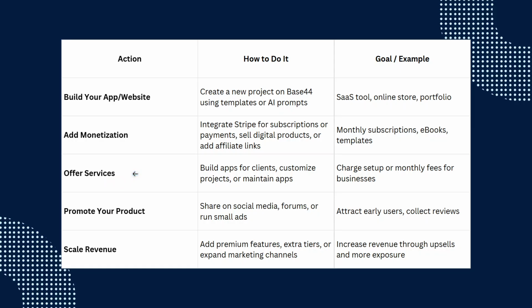If subscriptions aren't your cup of tea, explore one-time purchase options by offering digital products like downloads, ebooks, templates, or reports. Don't forget about affiliate marketing. Adding affiliate links or ads to your Base44 project can be a smart way of generating passive income.